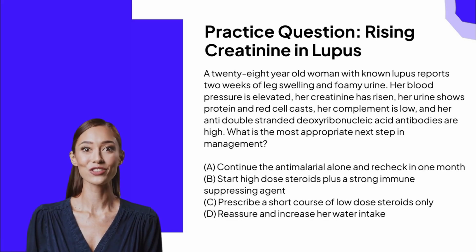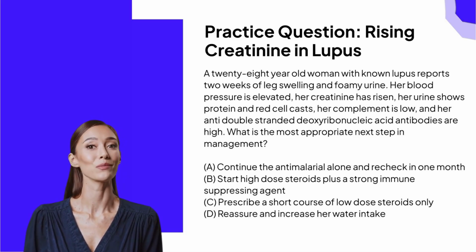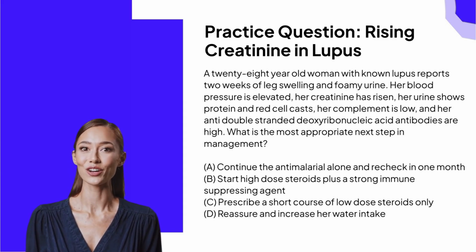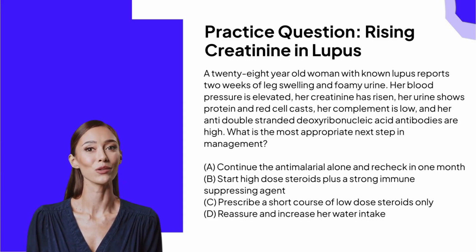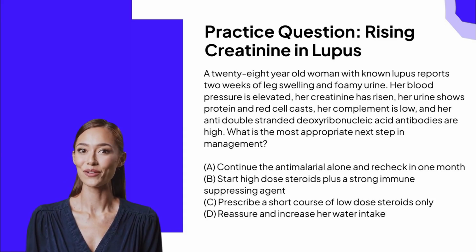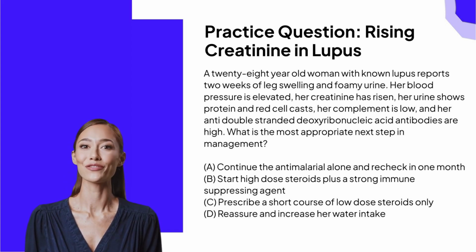Here is our third practice question, and it brings the lupus flare framework and steroid decisions together. A 28-year-old woman with known lupus reports 2 weeks of leg swelling and foamy urine. Her blood pressure is elevated, her creatinine has risen, her urine shows protein and red cell casts, her complement is low, and her anti-double-stranded deoxyribonucleic acid antibodies are high. The question asks for the most appropriate next step. Think about which organ is under attack and how severe this flare is before you choose. Pick your answer, and we will reason through every option on the next slide.